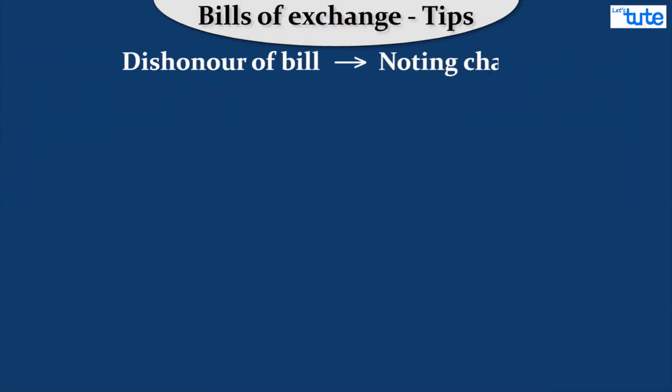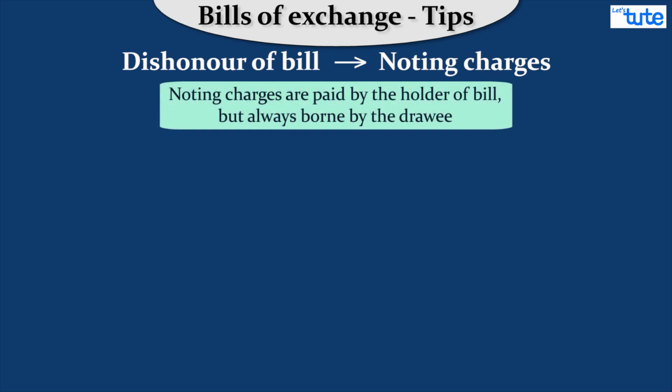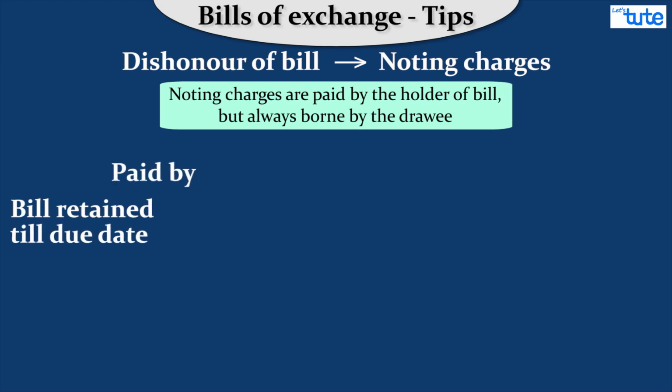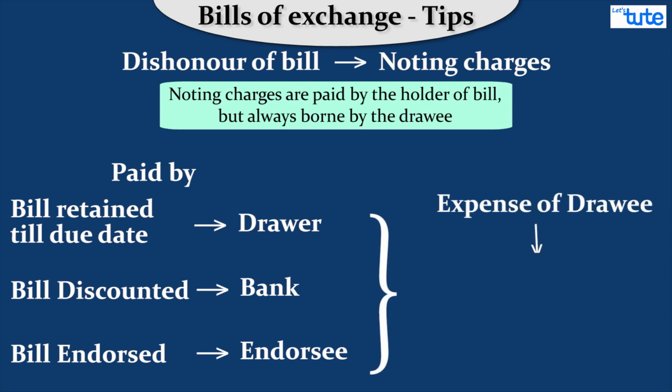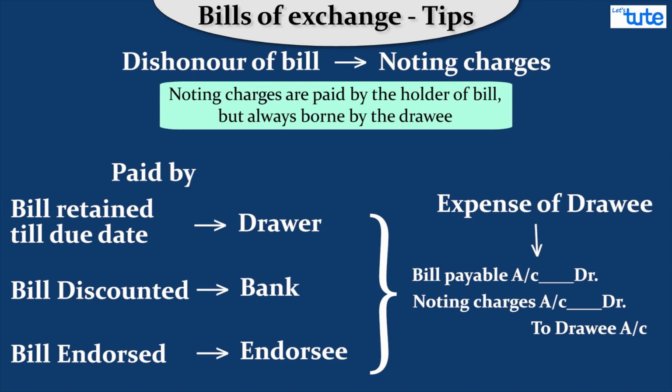In case the bill is dishonored, most of the questions always specify about noting charges. Now, always remember that noting charges are paid by the holder of the bill, but it is to be always borne by the drawee. So, if the bill is retained till the due date, then at the time of dishonor, noting charges are paid by drawer. If discounted, then paid by bank. If endorsed, then paid by endorsee. But it is to be always shown as an expense in the books of drawee, as he is the one who made default and he needs to bear these expenses.